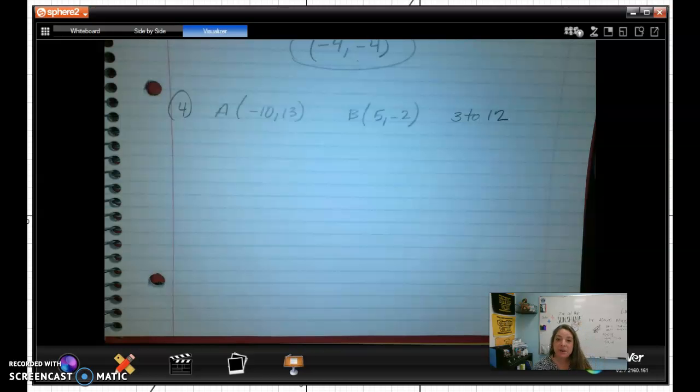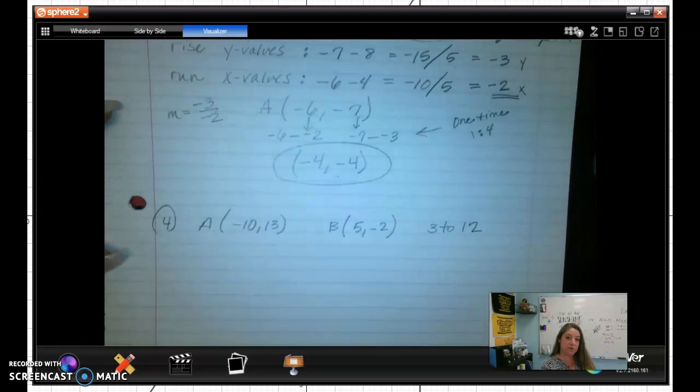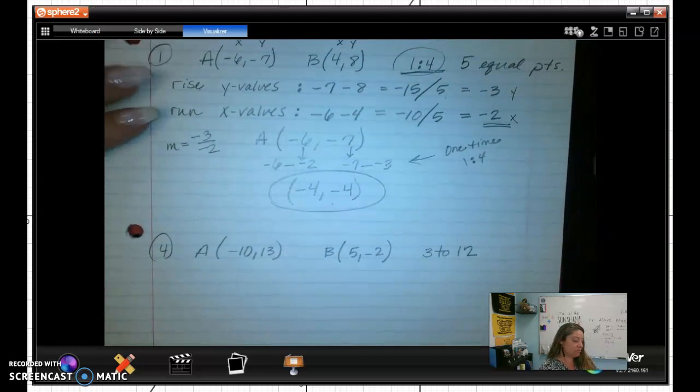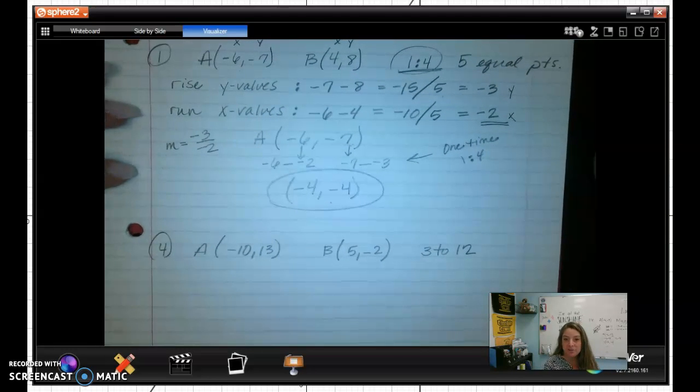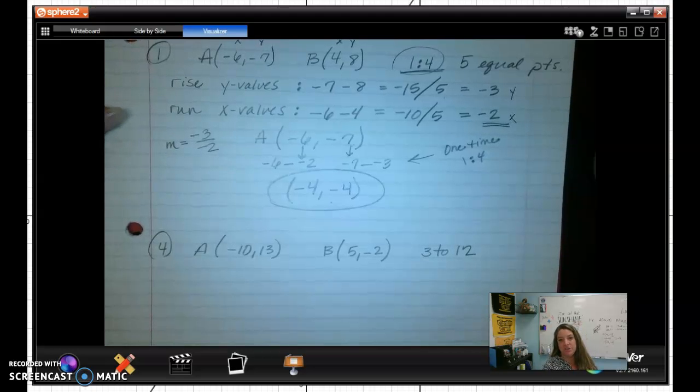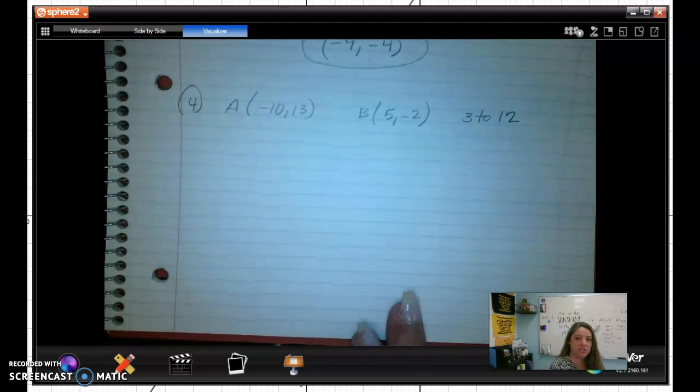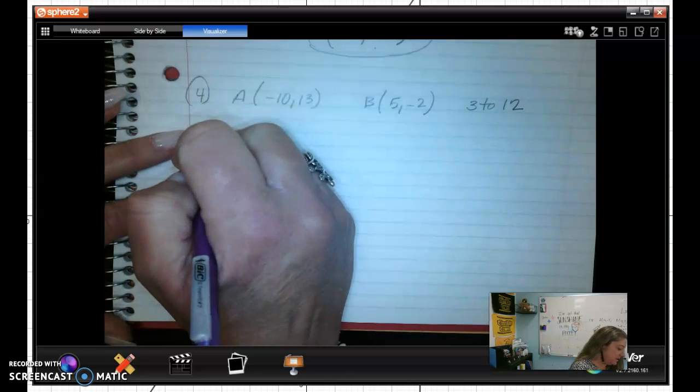All right, so this is one of the hairiest problems that is on there, and that is number 4. So let's go through this. We're going to do the same thing that we did before, right? We're going to find our rise and run values. We're going to calculate it, and then we're going to check our answer on Geogebra, okay? All right, here we go.